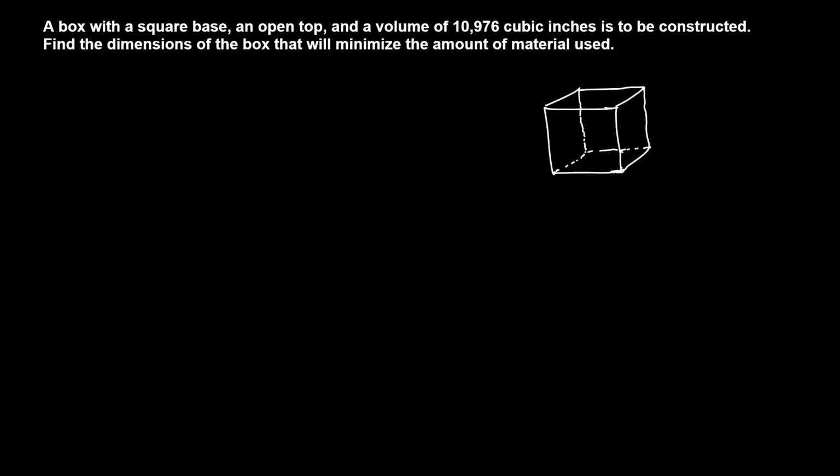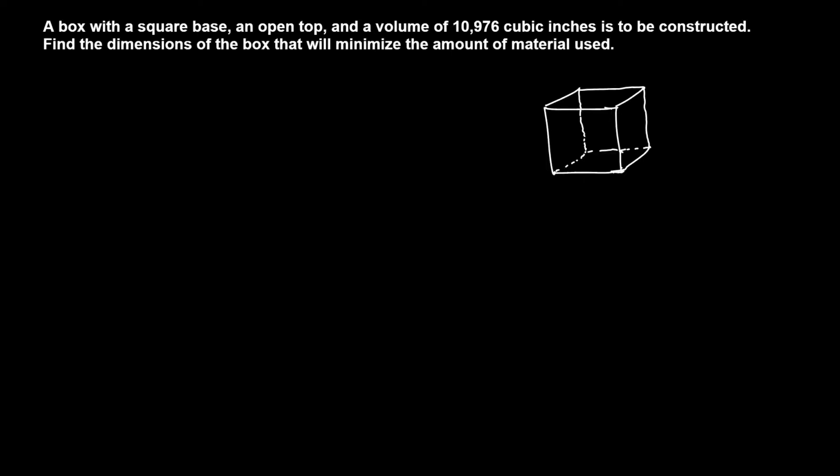Read the question carefully. So we want to have a box with a square base. So the base is a square, means length and width are the same. And open top, there is no material on the top. And a volume of 10,976 cubic inches. So we want to construct a box like that.